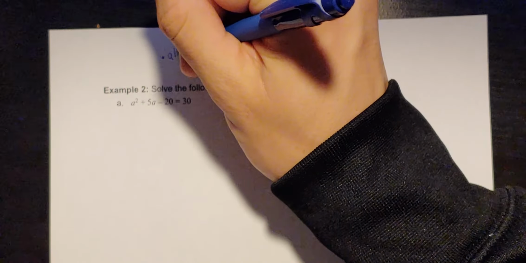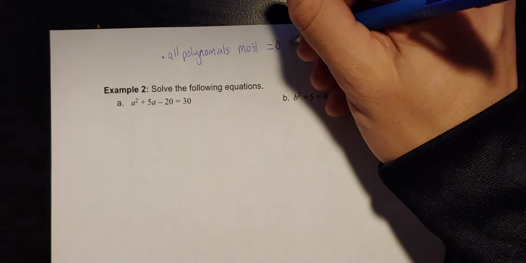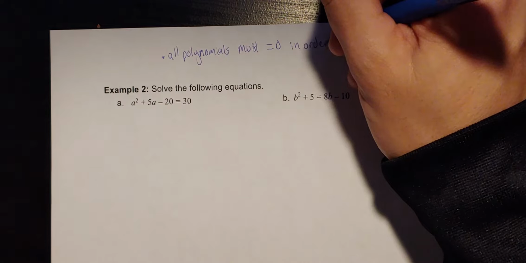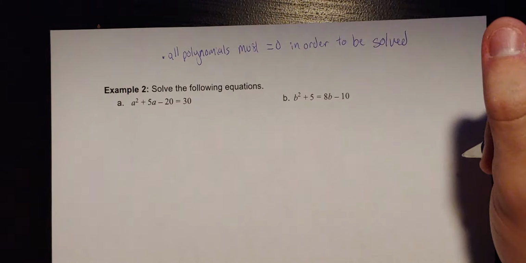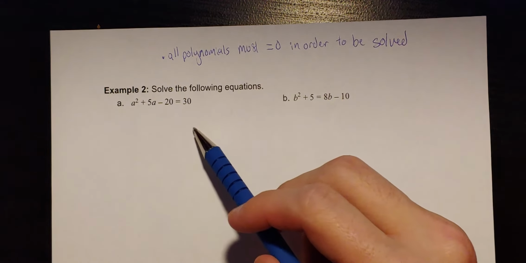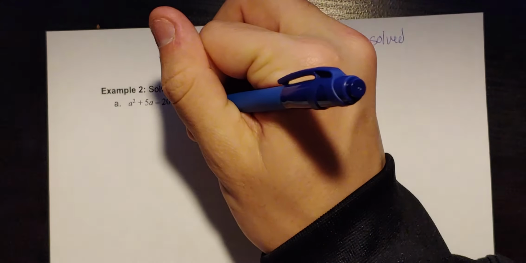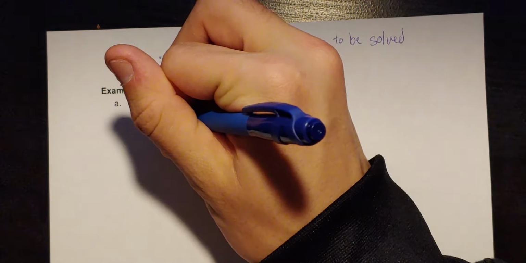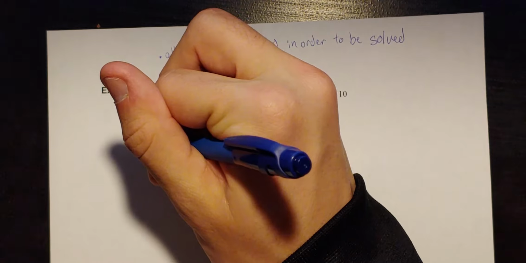So just a rule of thumb, all polynomials must equal 0 in order to be solved. Okay, so that means we need to move this 30 over to the other side. And because it's a positive 30, that means I'm going to do the opposite. So I'm going to subtract 30 from both sides. And then I'm going to rewrite my whole expression.